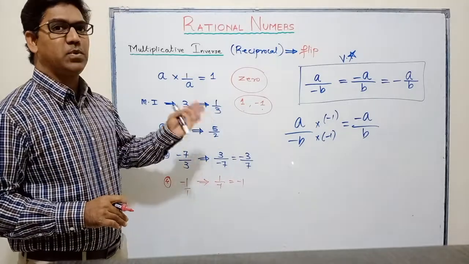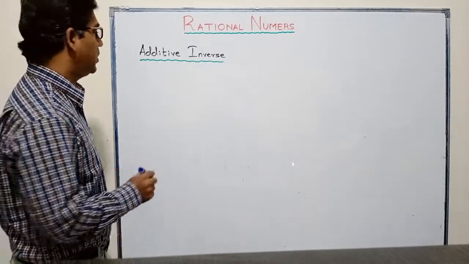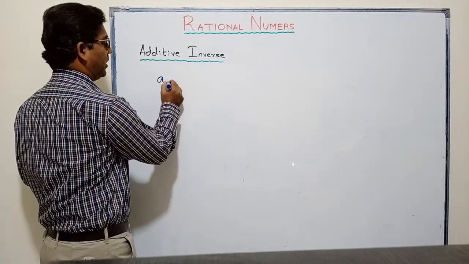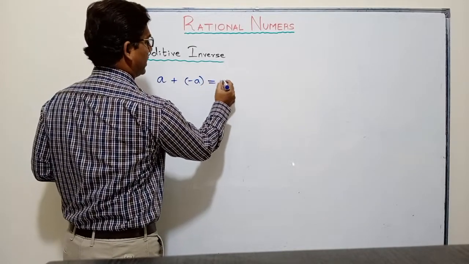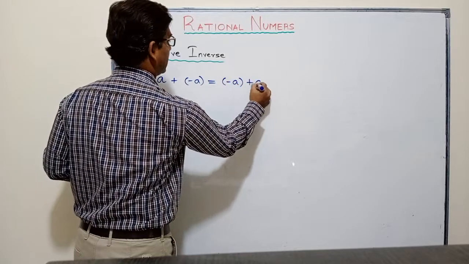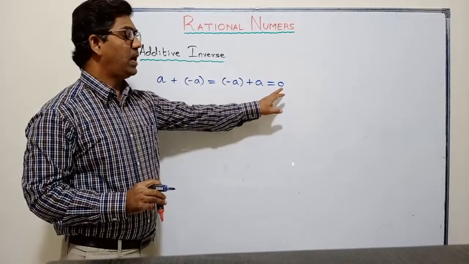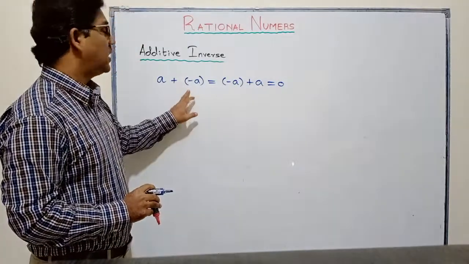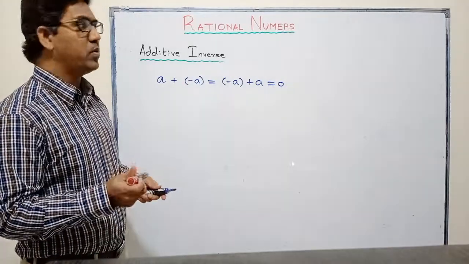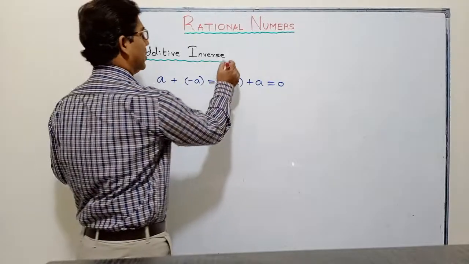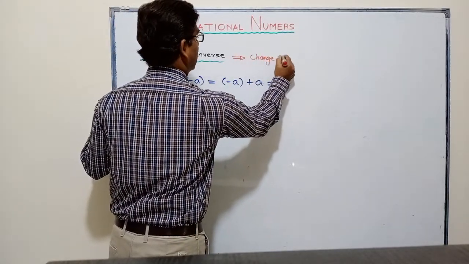Okay. Now let's come to the next one. Additive inverse. If a sum of two numbers is 0, for example, we have A and minus A is 0, that is same as minus A plus A, the answer is 0. If sum of two numbers gives you the additive identity, then the two numbers are said to be the additive inverse of each other. Now to find additive inverse, what you have to do is simply change the sign. So to find additive inverse, change the sign of the number.